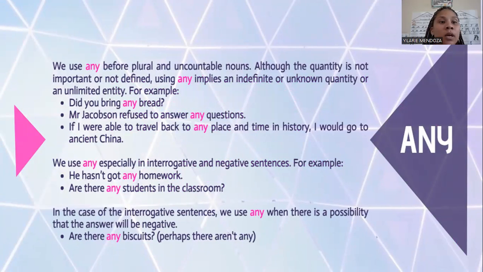Any. We use any before plural and uncountable nouns. Although the quantity is not important or not defined, using any implies an unidentified or unknown quantity or an unlimited quantity. We use any specifically in interrogative and negative sentences. In the case of the interrogative sentence, we use any when there is a possibility that the answer will be negative.